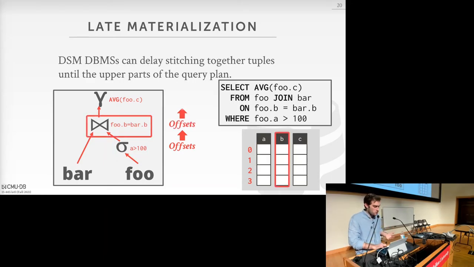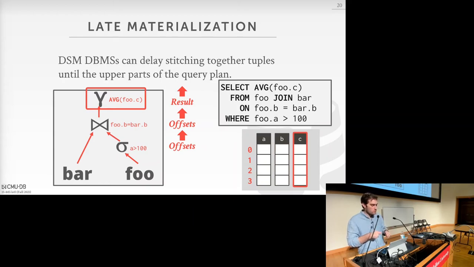So then, again, with the join, we're going to perform the join on this B column. We just need to look at offsets 0 and 2. We're going to pass those offsets up to the average based on whatever joined. And then we're just going to grab the C column here in order to produce the final result with whatever offsets match based on our earlier operators. So does this make sense? Are there any questions about this?